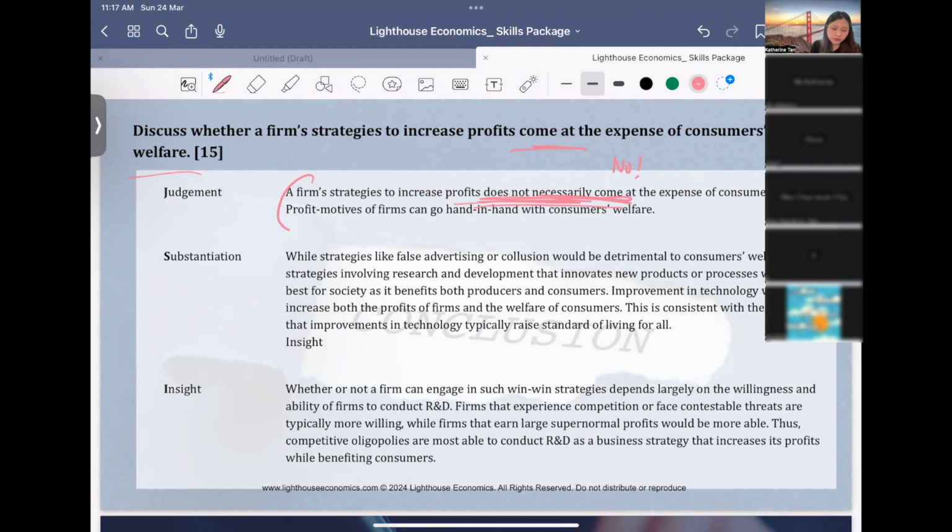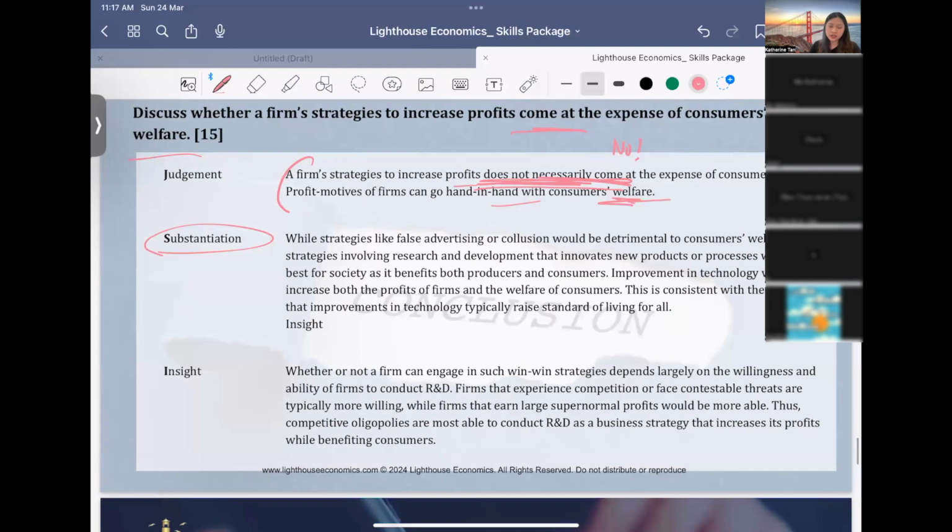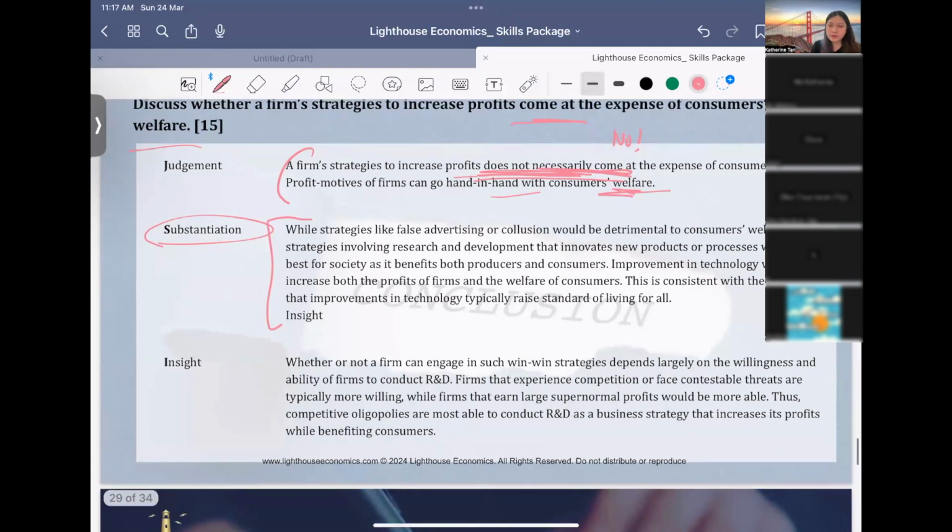Profit motives of firms can go hand in hand with consumer welfare. Substantiate. Tell me why you think this is the case. Chances are all these points have been somewhat mentioned in your essay already, so you can just summarize the evaluation points. While strategies like false advertising and collusion can be detrimental, that will probably be your point one. You acknowledge this. Other strategies will be best for society as they benefit both the consumer and producer. This would have been your point two.